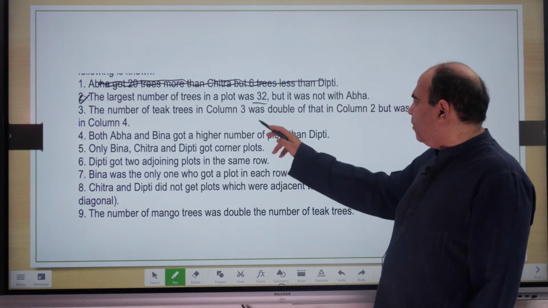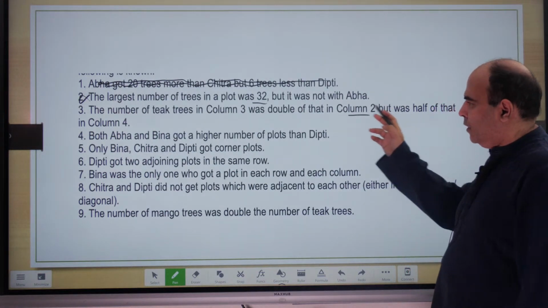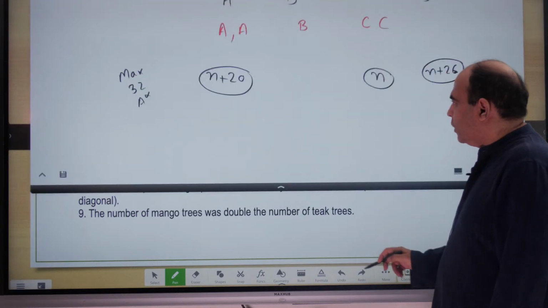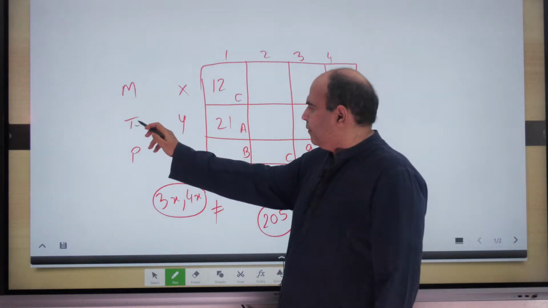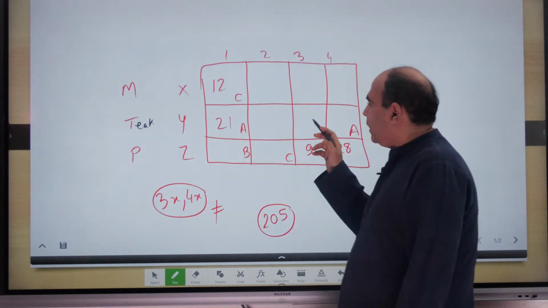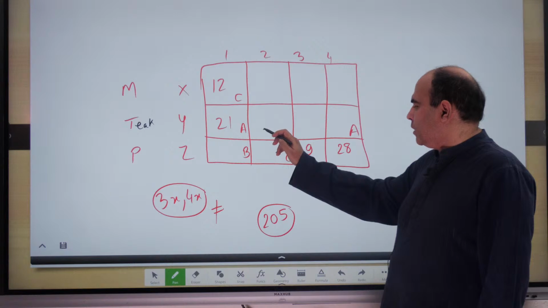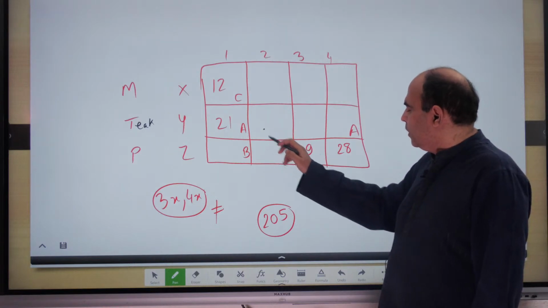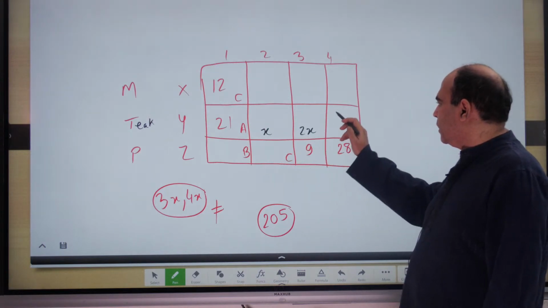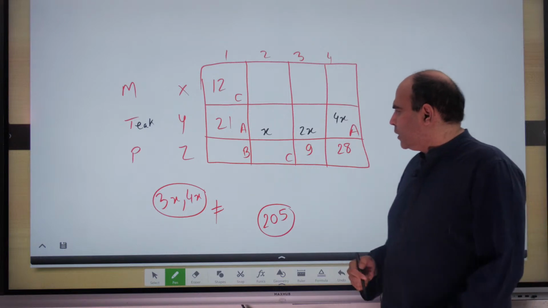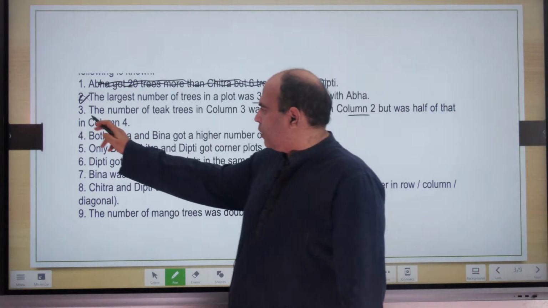The number of teak trees in column 3 was double the number of teak trees in column 2, but was half that in column 4. So the teak trees in this picture are on the second row. If I take x teak trees here, then this will be 2x teak trees, and this will be 4x teak trees. So this is the information that comes from this clue, and that's what you'll do with that clue.